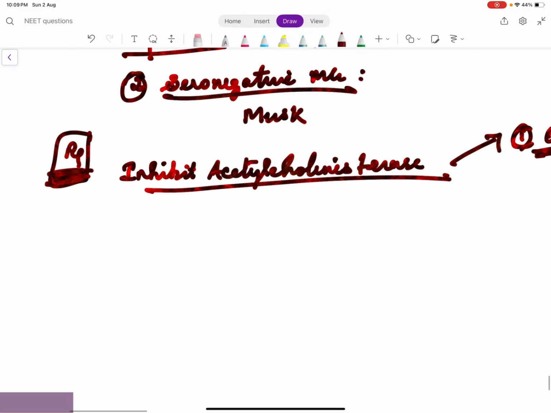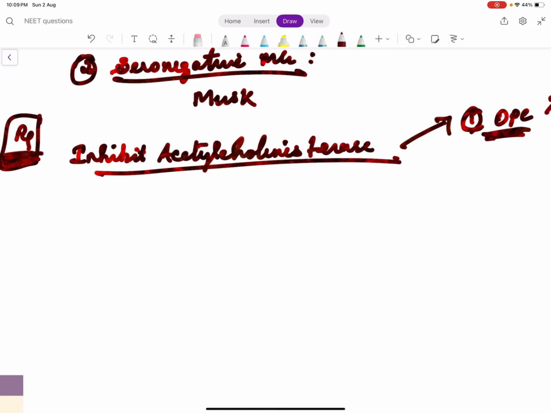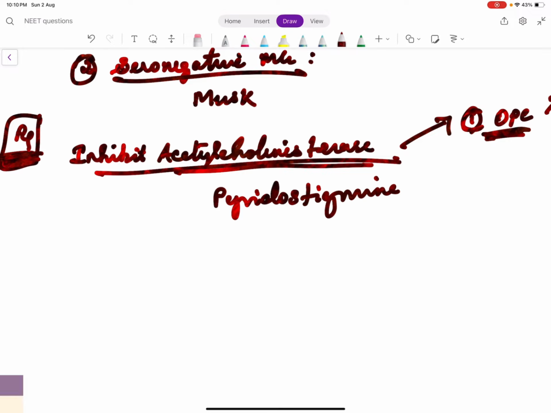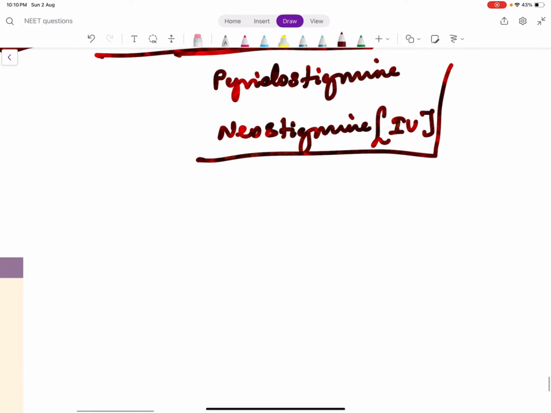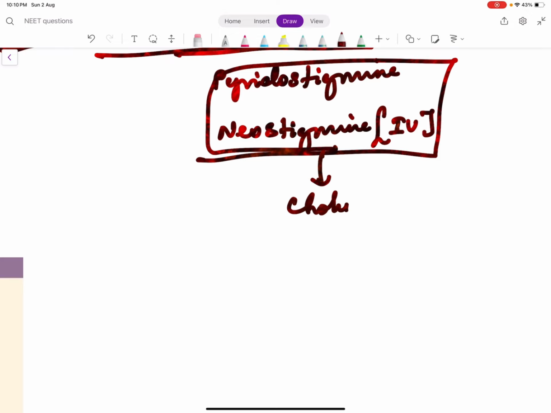So we are trying to increase acetylcholine levels in the synaptic cleft as much as possible to cause more muscle contraction. The commonest drug which is used is pyridostigmine, which is an oral drug. Neostigmine is also an acetylcholinesterase inhibitor, which is an IV drug, can be used in emergency. But when you give this cholinesterase inhibitor in excess, what will happen? It can cause cholinergic crisis.